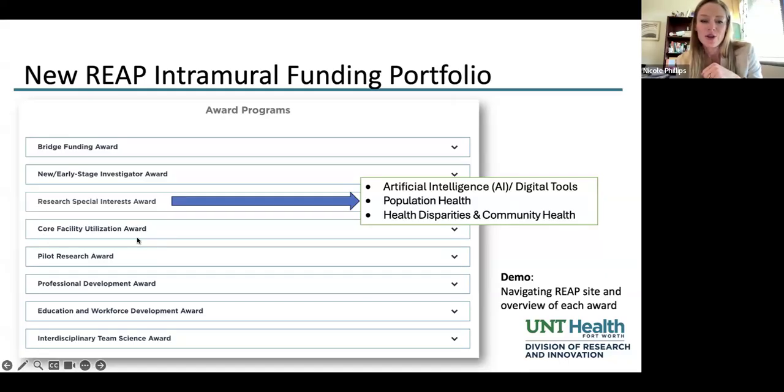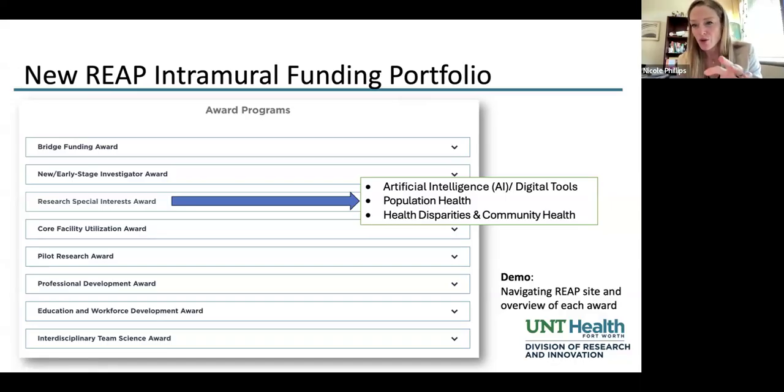We have a core facility utilization award, so to invest money specifically for using our core facilities. I'll point those out in a second. Pilot research award, so getting a new idea off the ground, something that has not been previously funded. Professional Development Award, Education Workforce Development Award. We'll talk about those two. And then the Interdisciplinary Team Science Award. There's been something like this in the past as well, so that one may seem familiar.